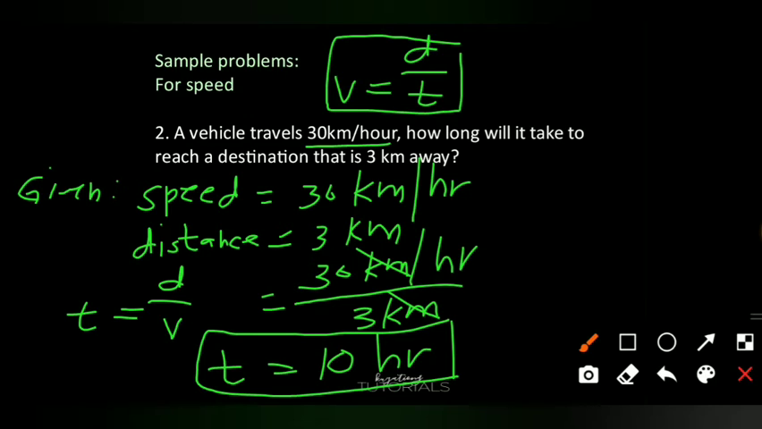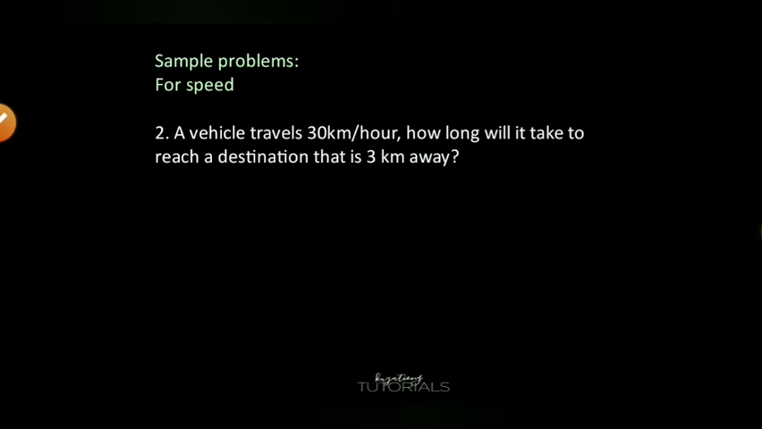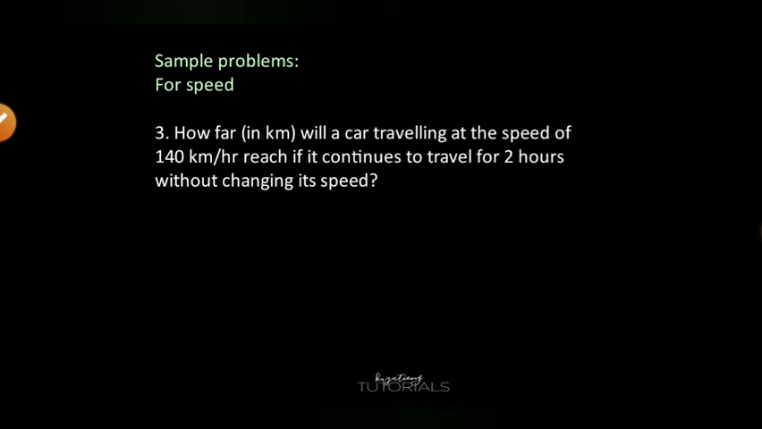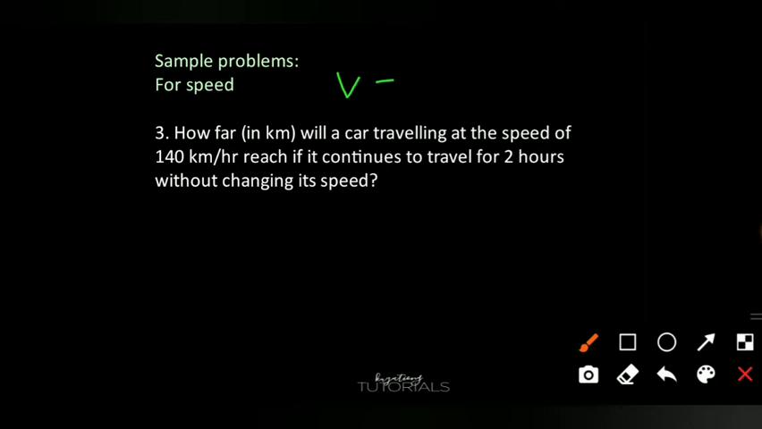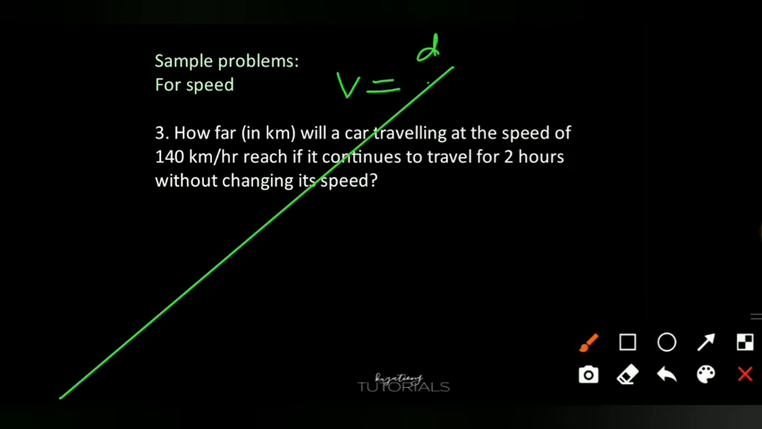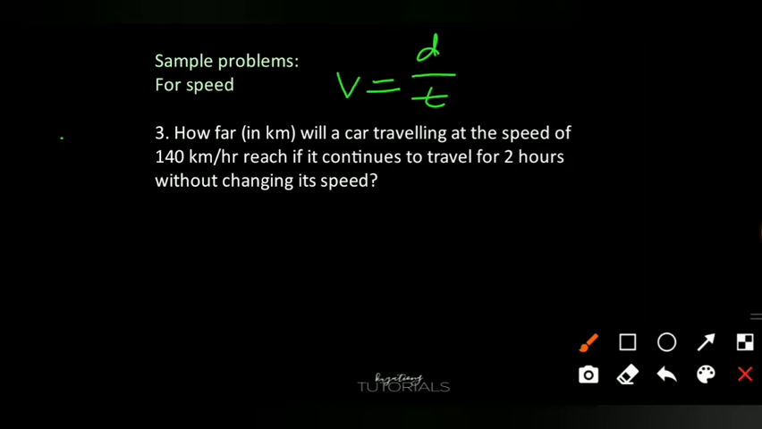Okay? Okay, so that is how we calculate time if gipangita si time given sa distance ug si speed. Okay? Okay, now let's go to the third example. Speed gihapon ni siya. How far in kilometers will a car traveling at the speed of 140 kilometers per hour reach if it continues to travel for 2 hours without changing its speed? So now, remember gihapon ang atong formula is speed is equal to distance over time. Okay, so now let's go to the given nga mga data.